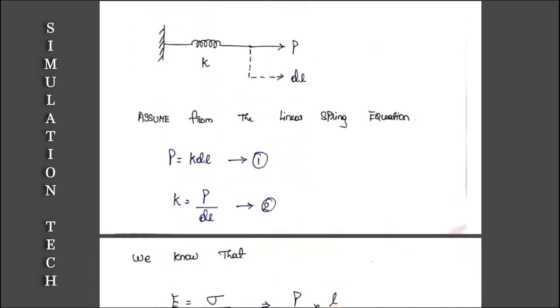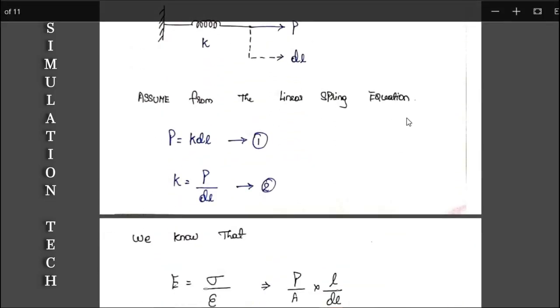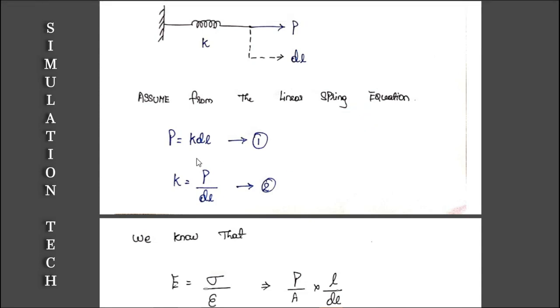Right, so we will go to the next step. Let us assume from this linear spring equation, we know that P is equal to K into DL. So this P is equal to K into how much distance it elongated, right.